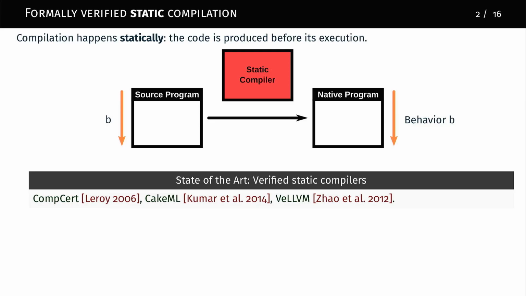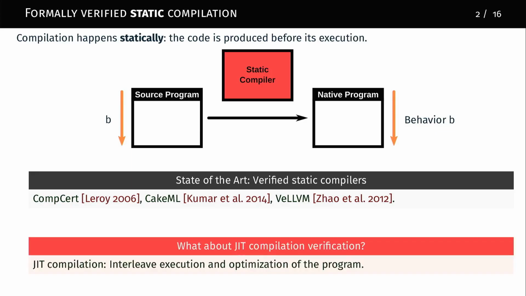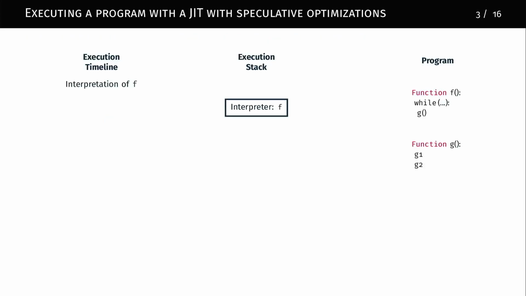And if you prove this formally, you have proved that your compiler did not introduce any bugs in the program you are compiling. So, of course, this raises the question, what about formally verified just-in-time compilation? Can we design formally verified JIT compilers? And the execution of a JIT compiler is going to be quite different than the execution of a statically compiled program. And so our proof techniques are going to be different as well.